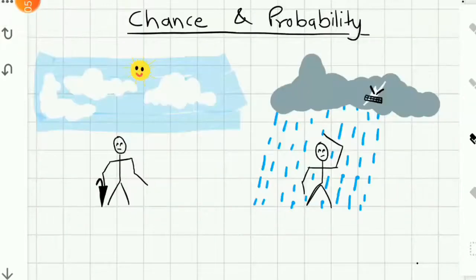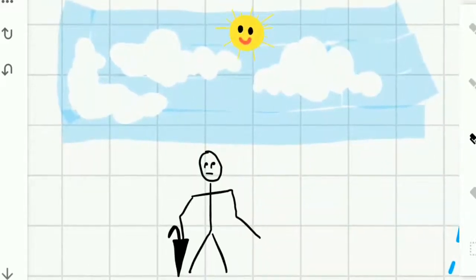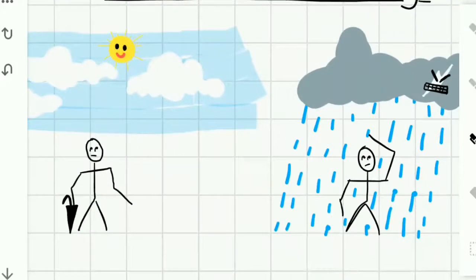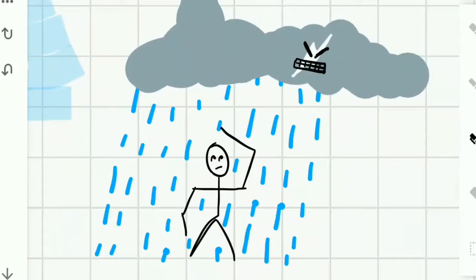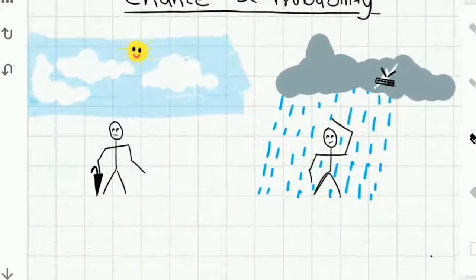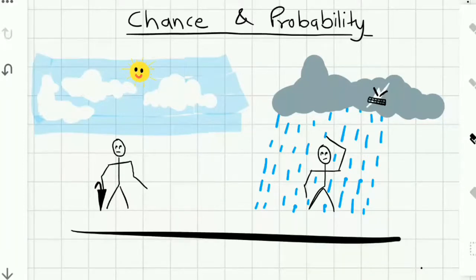Now let's move on to chance and probability. Has it ever happened to you in the rainy season that you take your umbrella with you expecting rain and it doesn't rain? In fact, it's a very bright sunny day. And one day that you forget your umbrella or don't take your umbrella with you, it rains. So the chances that it will rain on a rainy day are more, and yet you go through this experience.